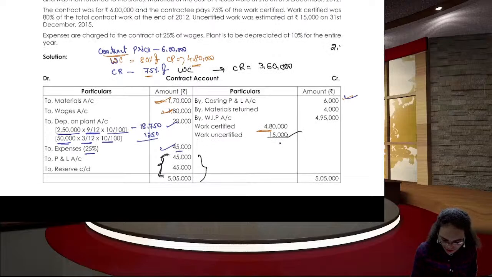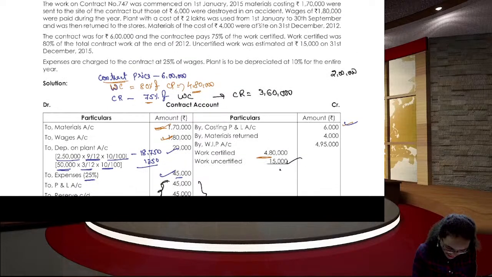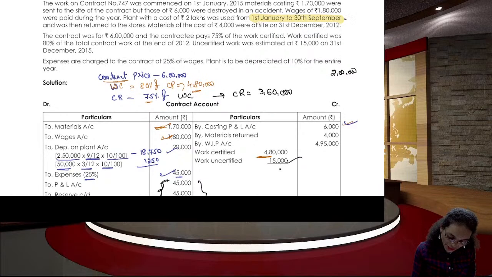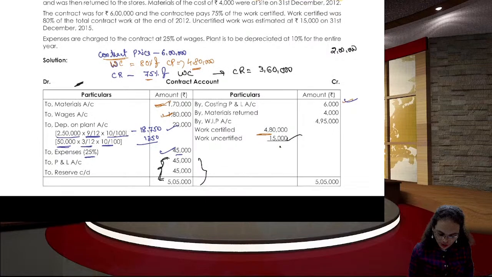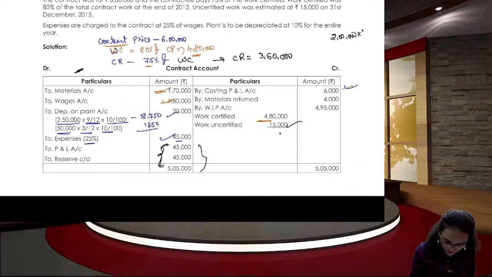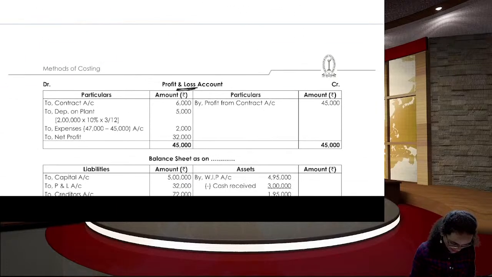See, 2 lakh worth of the machine was used only till this period. Till what period? Till 30th September. For this period we charge depreciation to the contract, but the remaining 3 months' depreciation should be charged to the P&L. So 2 lakhs into 3 by 12 into 10% is nothing but 5,000 rupees of depreciation. You write here 5,000 rupees.